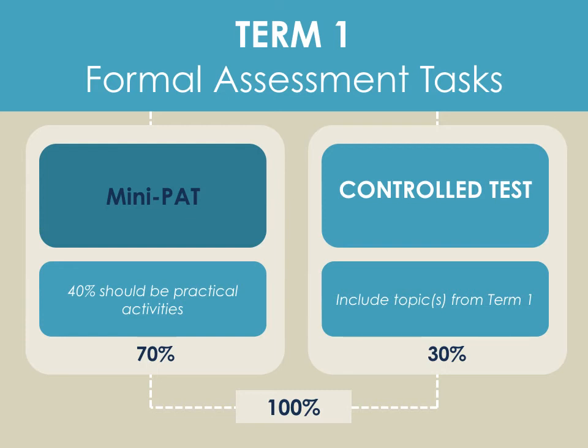Term 1 consists of a mini-PAT and then a control test. The mini-PAT counting 70% of your term 1 mark and the control test 30% of your term 1 mark. And of course your control test consists of topics from term 1. In term 2, the only difference between term 1 and 2 is instead of a control test, you've got an exam. And again, have a look in your downloadable resources, because there you will see exactly how much the exam is out of for each grade.